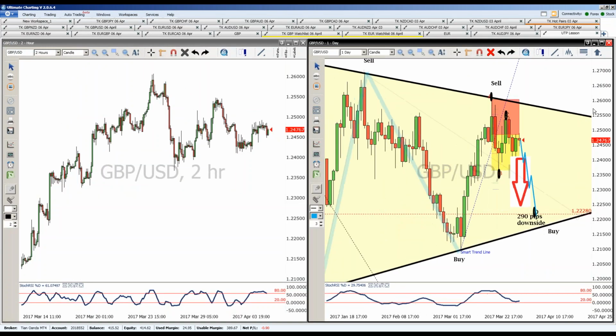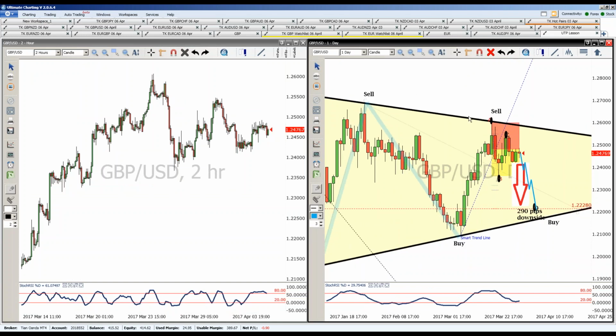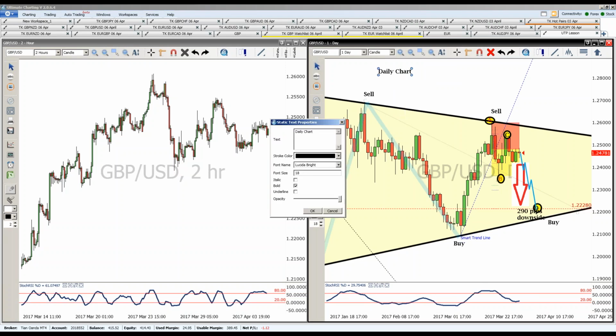Right, so there's the daily chart. On the right hand side we have a pennant. We have down Fibonacci's, we have a down ABCD swing, A, B, C, D. There we go. If you can't see the watermark, let me just type here, this is the daily chart.